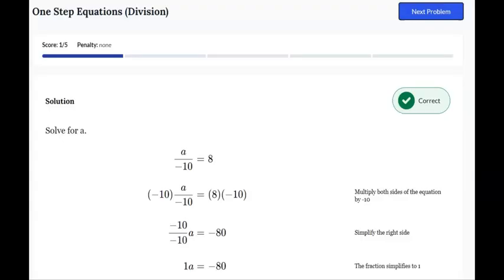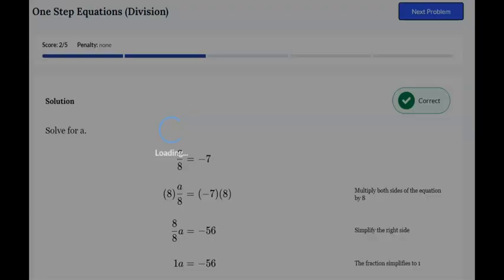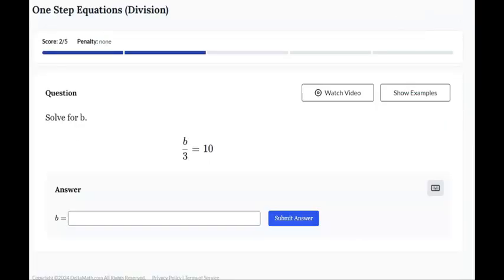Let's try this one more time. When you have a division sign, the inverse operation is multiplication. Use parentheses, write what you're multiplying by, and then compute. One last time. Find the variable, find the coefficient, perform the inverse operation. And that's it.